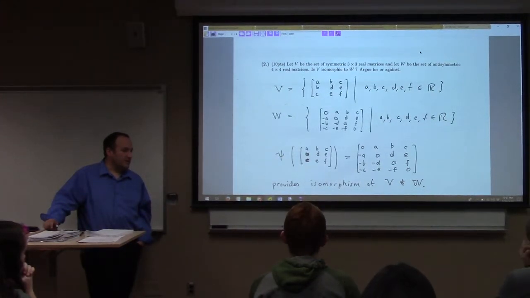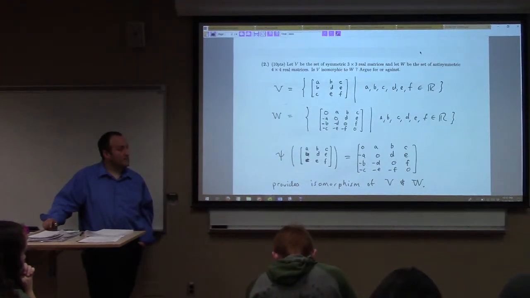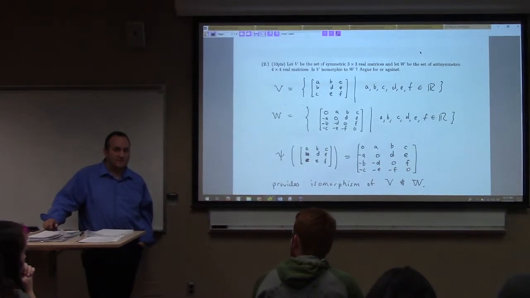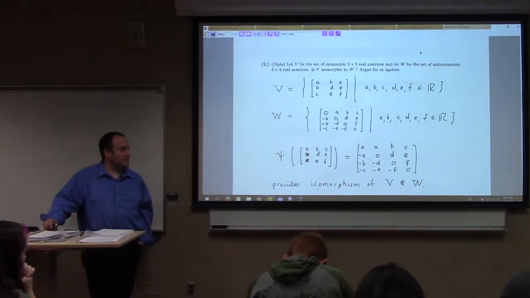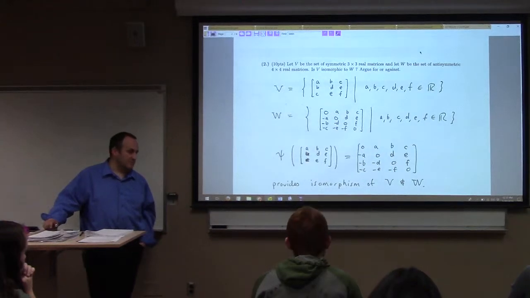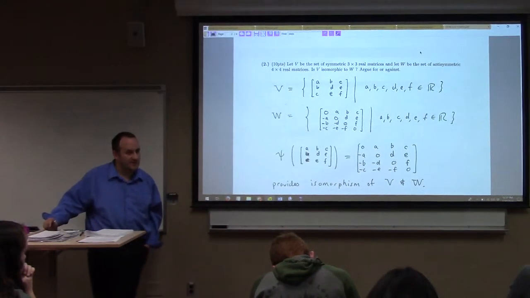Another way you could have argued here was to find an argument that the symmetric 3x3s were 6-dimensional, and the antisymmetric 4x4s are also 6-dimensional. Showing that you have two 6-dimensional real vector spaces is enough data to prove that they're isomorphic as vector spaces. So if you'd given me arguments that both of these vector spaces have the same dimension over the reals, I would be sympathetic to that being a complete solution here, given the instructions to the problem, right?